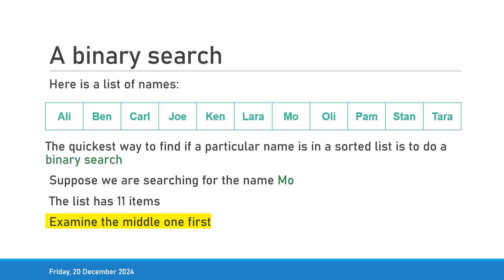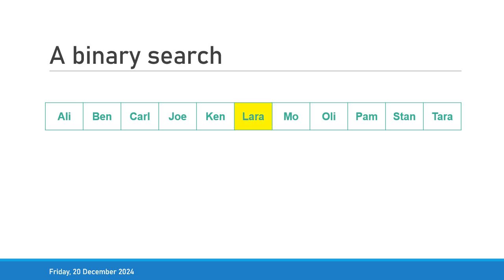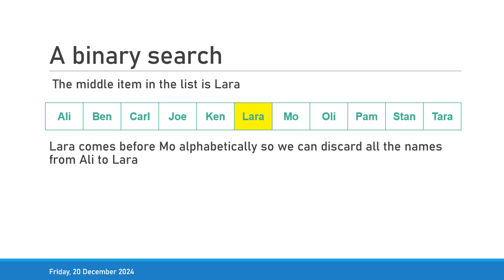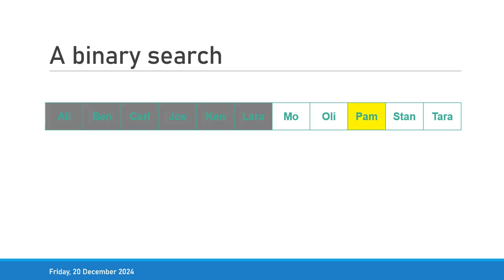In this list, the middle item is Lara. Lara comes before Mo alphabetically, so what we can do is discard all the names from Ali to Lara. Now, we only have 5 names to search. Notice how this is really similar to the guessing game that we did last week. If we're halving the list every time we search for something, we're going to get to the thing that we're searching for just a lot quicker.